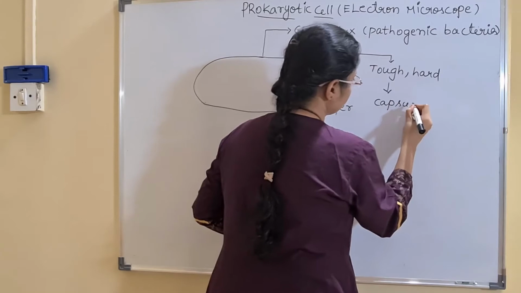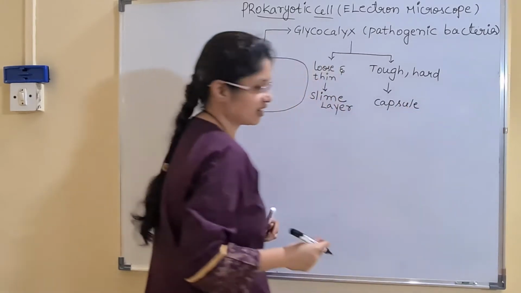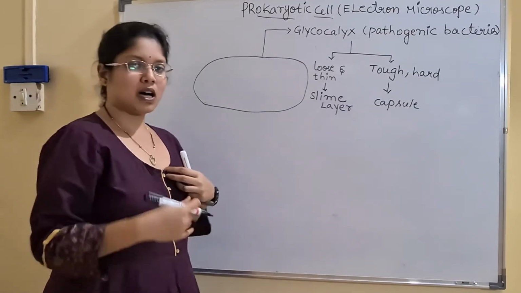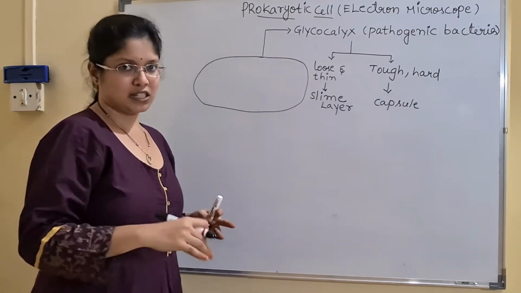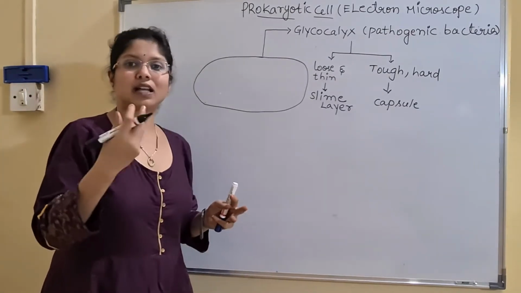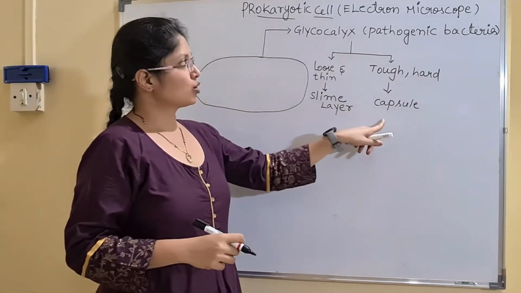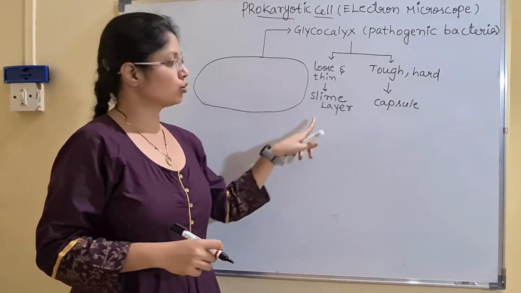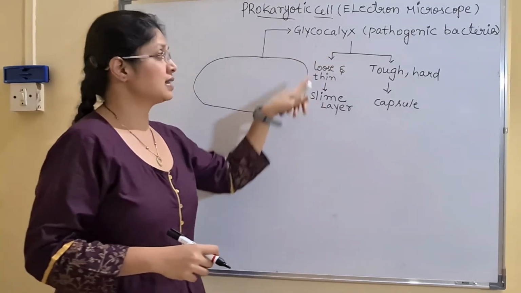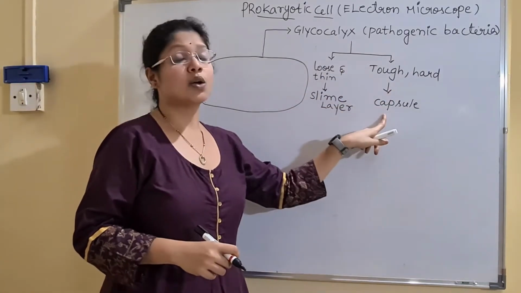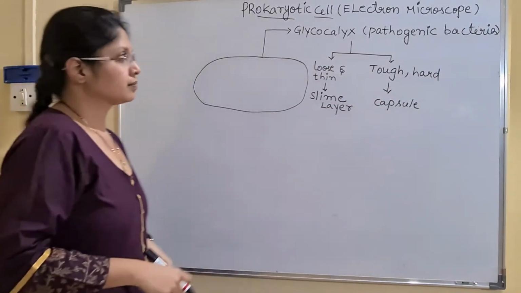The capsule is highly impermeable, children. It is very tough and hard. Rarely will it allow certain substances to pass. It is almost impermeable in nature. Impermeable means it will not allow anything to come inside the cell. So these are the two versions of the glycocalyx. If it is loose and thin, we call it slime layer. If tough, hard, rigid, we call it capsule.